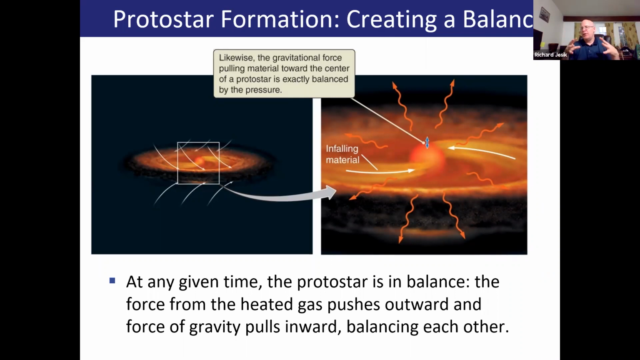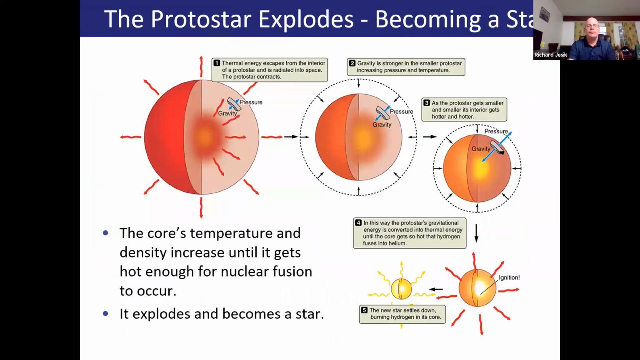There's a balance between the temperature and pressure, right? That's what's trying to make this expand, and gravity. But gravity is going to win. It keeps shrinking and keeps shrinking until it gets hot enough in the center. As it shrinks, it keeps getting hotter and hotter.